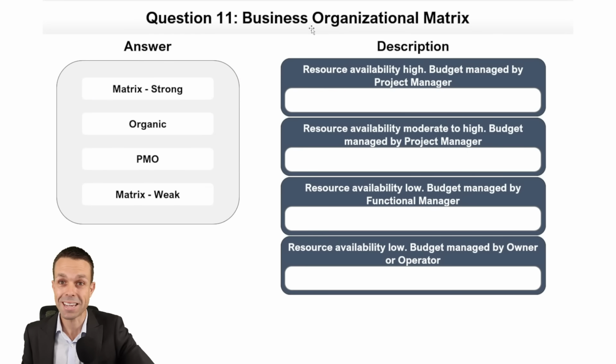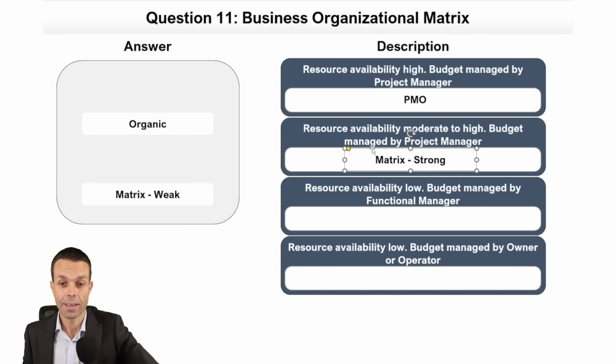Our business organizational matrix. Do you remember this from the PMBOK guide or looking at that? So let's start from the top. Resource availability is high. So we have a high access to resources. The project budget is managed by the project manager. So our next one is moderate to high for resource availability. The total one is PMO. So PMO is always at the top. That's the strongest matrix. So the next one is going to be just a normal, strong matrix, organizational matrix. That's where we still have quite a lot of control, but resource availability is only moderate to high.